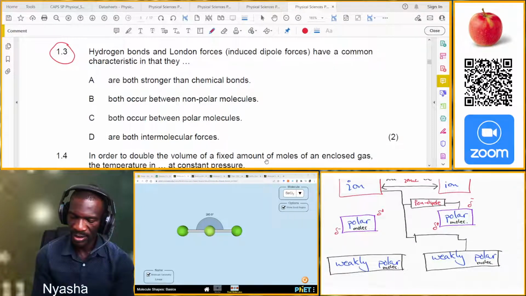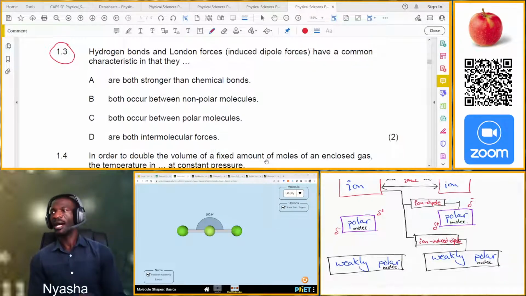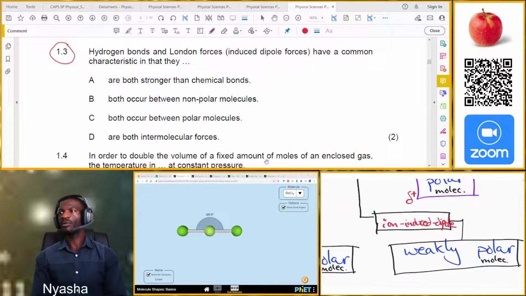So in this second case, we have ion-induced dipole forces. Ion-induced dipole forces.